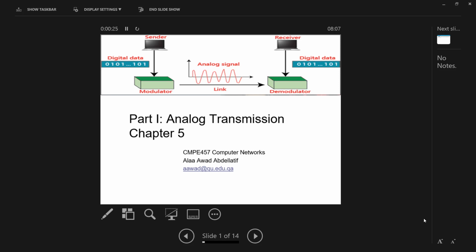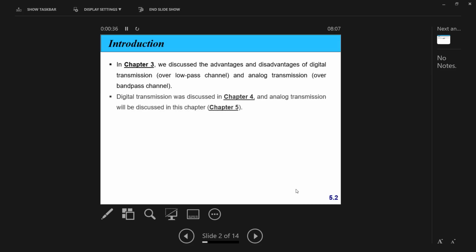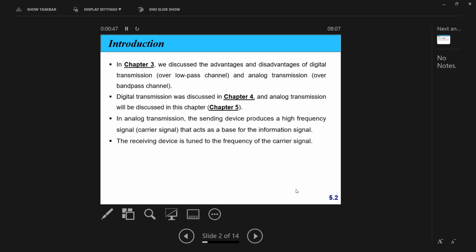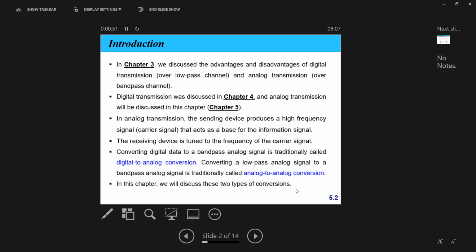Morning. So last time we started with chapter 5, which talks about analog transmission. And as we said, in chapter 3, we discussed the advantage and disadvantage of digital transmission over low pass channel and analog transmission over band pass channel. And in chapter 4, we studied digital transmission. Chapter 5, we focus on analog transmission.